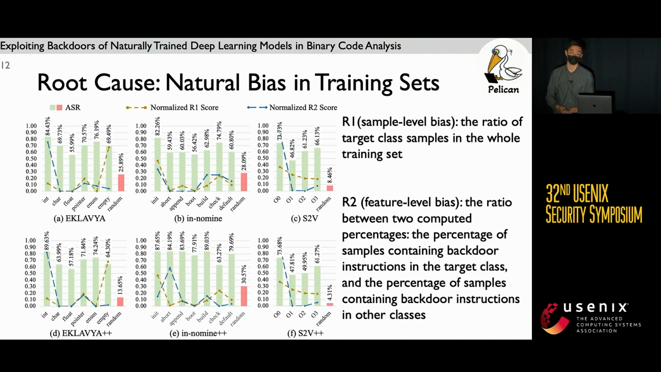The first one is the sample-level bias, which is how many target class samples are in the training set. And we also have a feature-level bias, which measures the frequency of the target syntactic feature, or what we call the trigger instruction, in the target class samples and in the non-target class samples. The result shows that the larger the bias is, the easier the attack can be launched. The results quantitatively support our hypothesis.